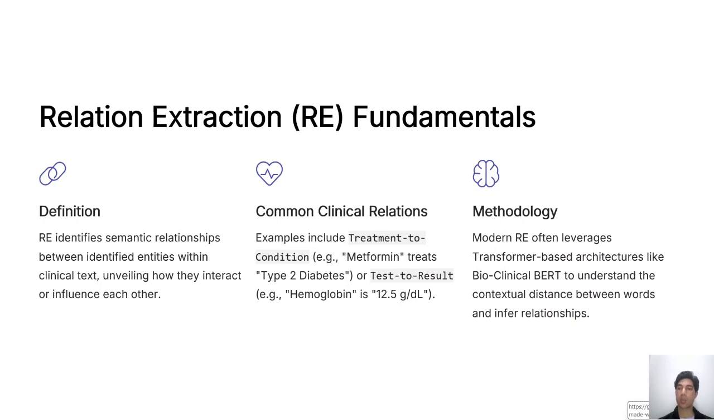What relation extraction basically does is it identifies semantic relationships between identified entities within our clinical text corpus and unveils how they interact or influence each other. So relation extraction is basically the task at hand, or our goal. Common clinical relations can be treatment to condition, for example, metformin treats type 2 diabetes, or test to result, for example, hemoglobin is 12.5 gram per deciliter.